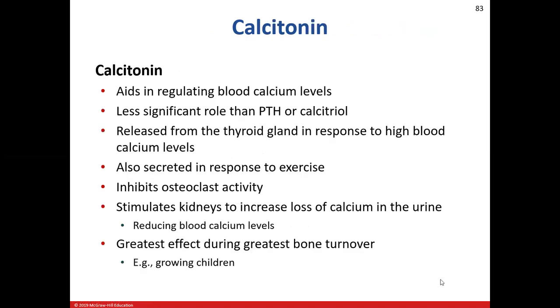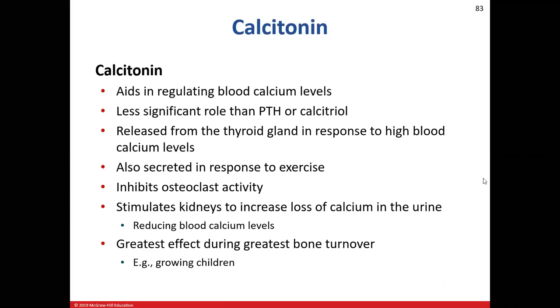So when we also look at calcitonin, calcitonin aids in the regulation of blood calcium levels as well. It has a little less significant role than PTH or calcitriol. Now, calcitonin is going to be released from the thyroid gland, and it's released in response to high blood calcium levels. So it has a reverse response in a sense than what our parathyroid hormone does. It's also secreted in response to exercise, and it inhibits osteoclast activity.